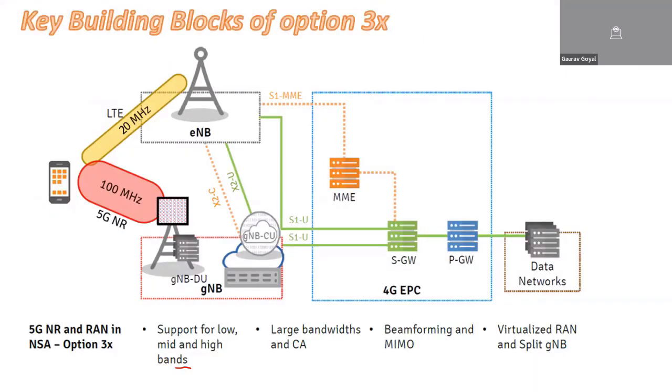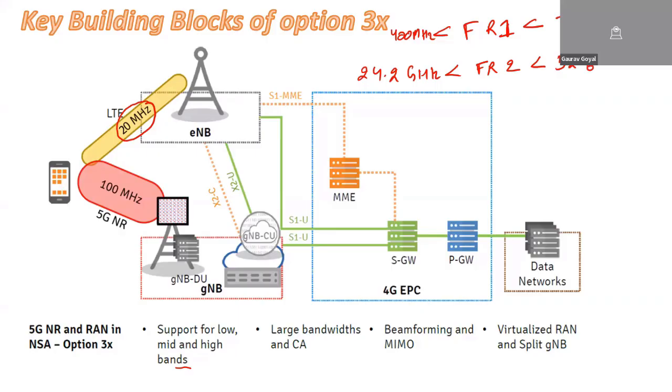Right? Let's talk about the key building blocks of option 3x. As you know, in the case of 5G, we have a mix of frequencies. We have FR1, which is between 400 megahertz and 7 gigahertz. Then we have FR2, which is between 24.2 gigahertz and 52.6 gigahertz. Here, our maximum bandwidth can go up to 100 megahertz, and here our maximum bandwidth can go up to 400 megahertz. Right?